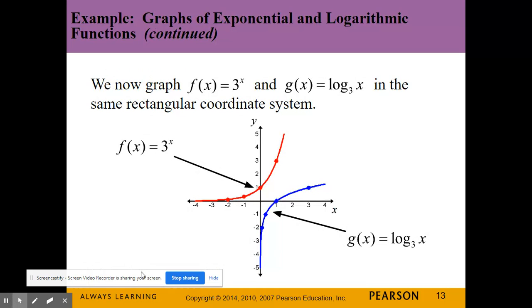When you plot those points, the exponential function looks like this. The log function is in blue. And again, these points are plotted from the tables that we just looked at.